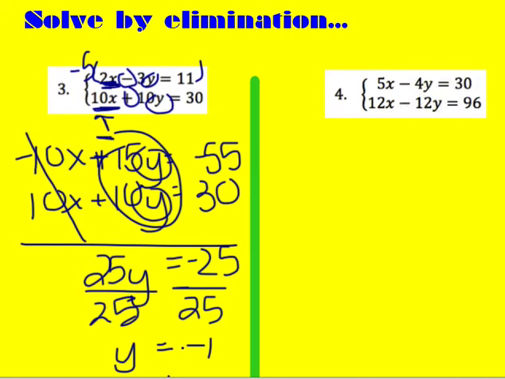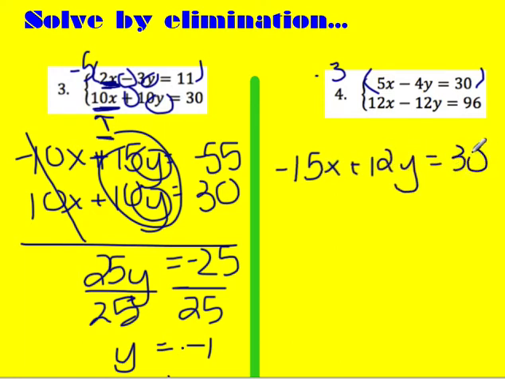So I'm asking myself, what do I need to multiply 4 by to get to the opposite of negative 12? Well, the opposite of negative 12 is a positive 12. So what do I need to multiply negative 4 by to get a positive 12? I'm going to have to multiply it by a negative number to get it positive. And to go from 4 to 12, I'm going to have to multiply by a negative 3. So I'm going to multiply that top equation by a negative 3. So I get negative 15x plus 12y is equal to 30. And then I get 12x minus 12y is equal to 96.